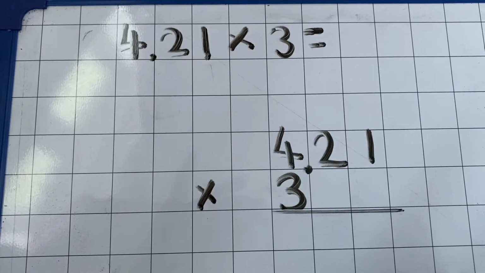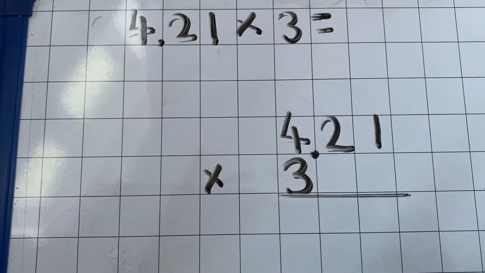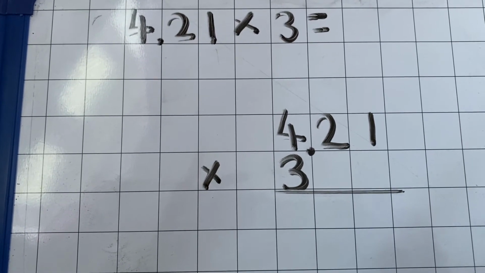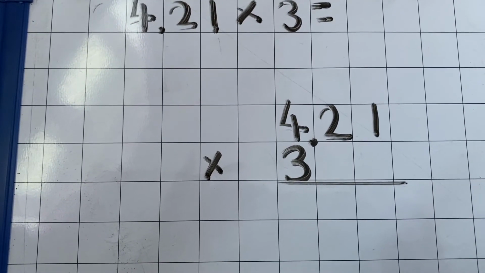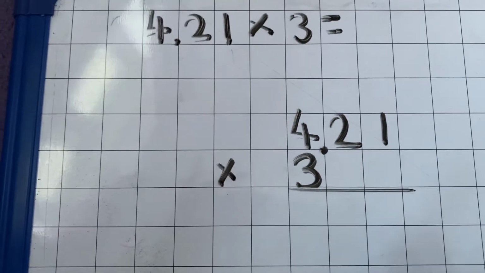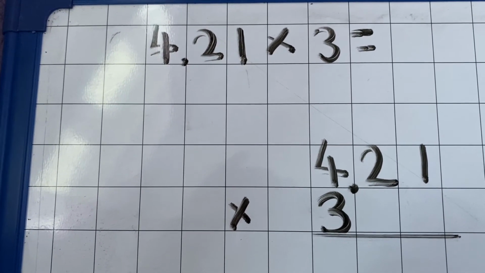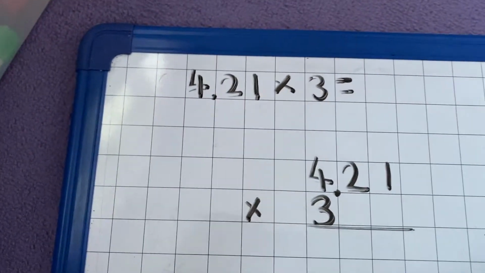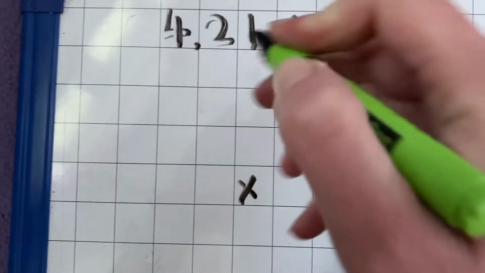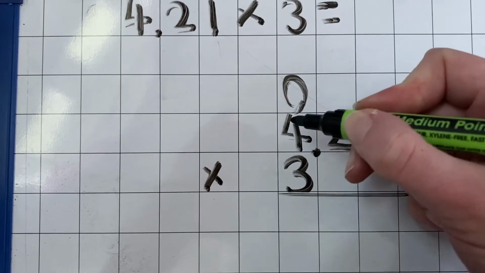When multiplying decimals up to 2 decimal places by single digits, it's important that children use the short multiplication method, but that they understand using their place value where to place the numbers in the columns. For example, here we have 4.21 times 3. We know that ones column is here, and we know that we have 4 ones, but we also have 3 ones. Therefore, the 3 goes underneath the 4.